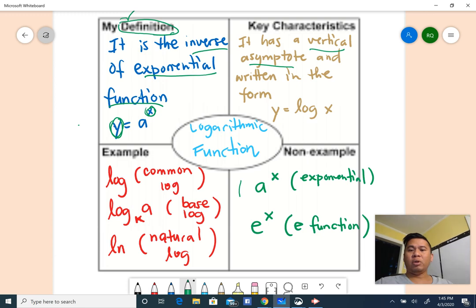And the logarithm is always of the form log of x. Some of the examples can be a common logarithm without any base written, or a log base, so there is a base written in there. By the way, a common log is always base 10. So again, a logarithm without any base is automatically base 10. And the last one is what we call our ln or our natural logarithm. For non-examples, obviously, it will be the exponential e to the x.